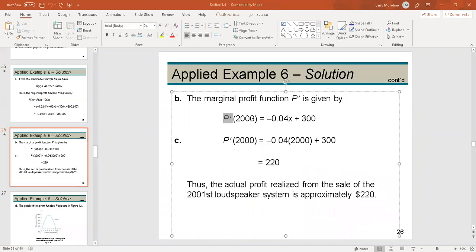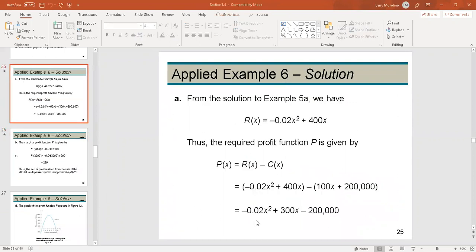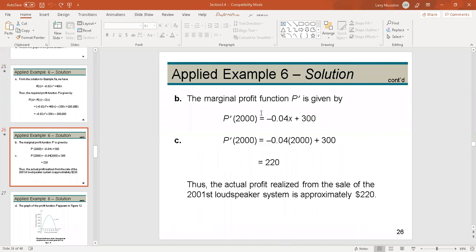So this marginal profit function is just coming from the derivative of P of x. Let me go back to P of x for a second. You'll take the derivative of this function. By the way, remember when you take the derivative of a constant like $200,000, that derivative is 0. So this is the derivative function.